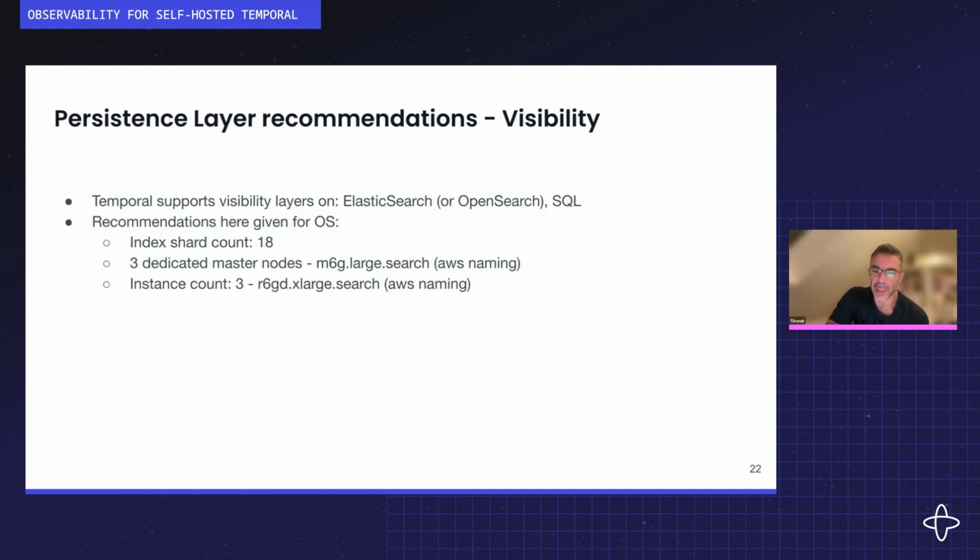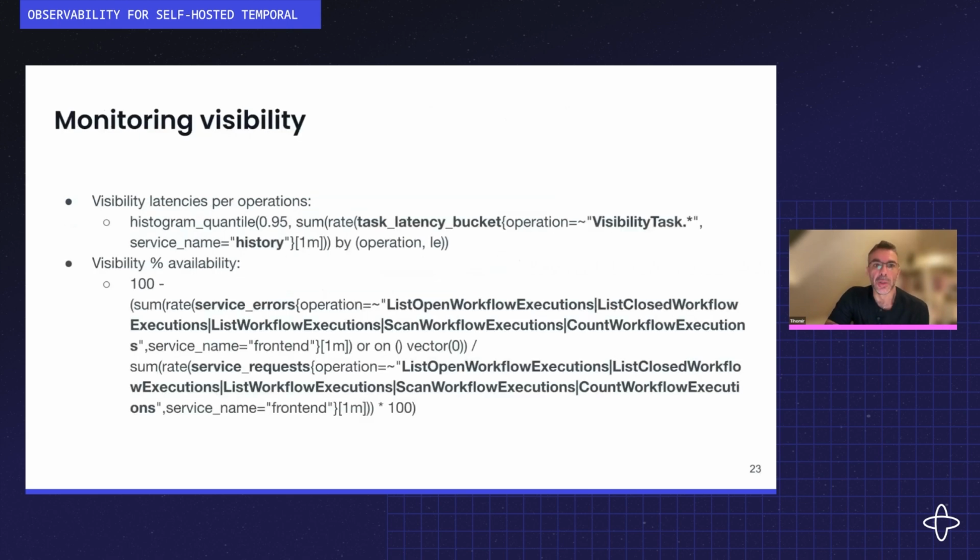A lot of issues that we've seen, at least those reported on Postgres, can be from using too small of a database, and database size is going to matter a lot, especially with visibility in Postgres. So monitoring visibility is also important on your graphs.